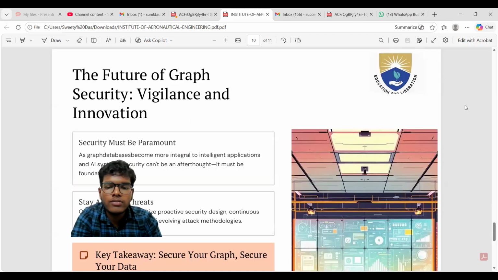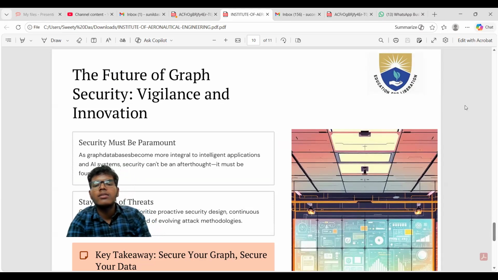The future of graph security. As we look ahead, security has to be foundational, not an afterthought. As databases become more integral to AI, the stakes only get higher. Organizations have to stay ahead of the curve through constant education and proactive design. The bottom line is, if you want the analytic power of a graph, we need sophisticated security to match.